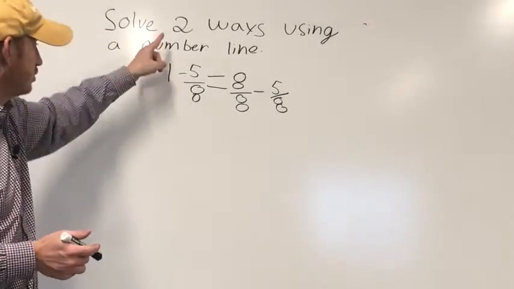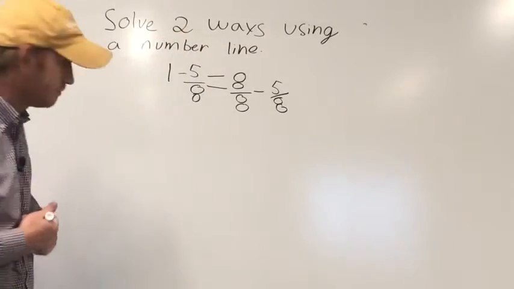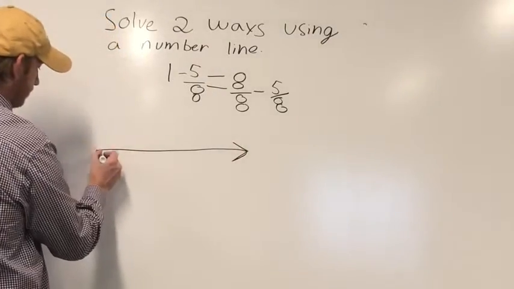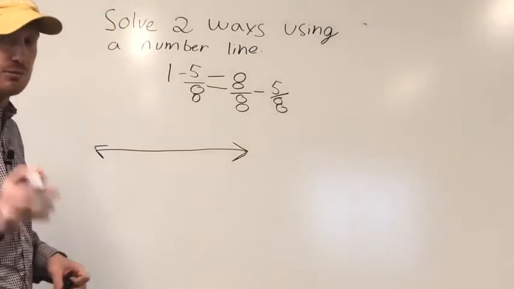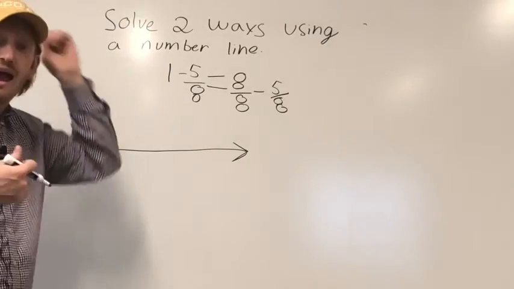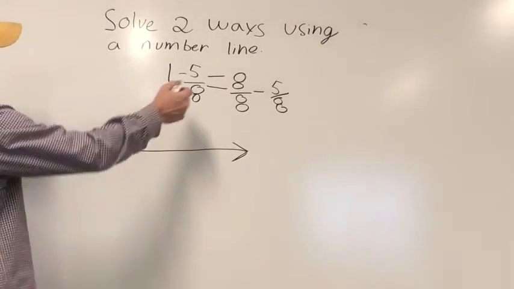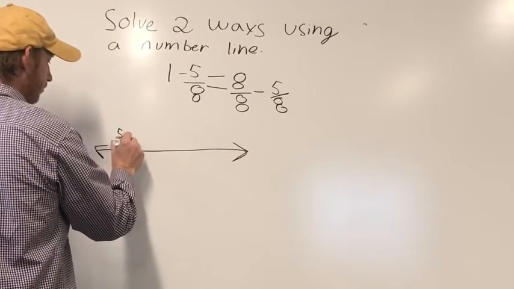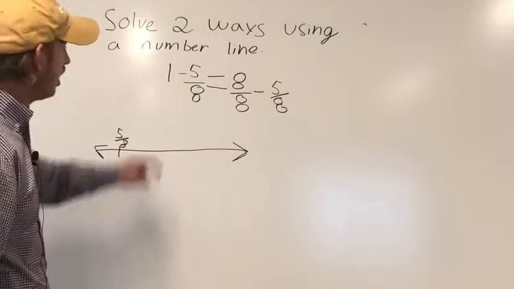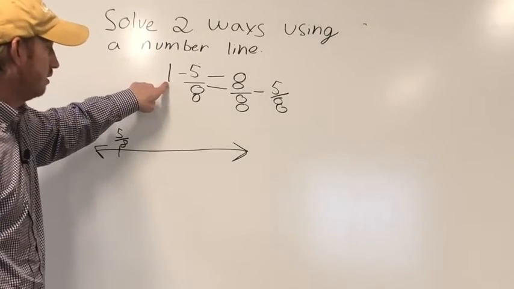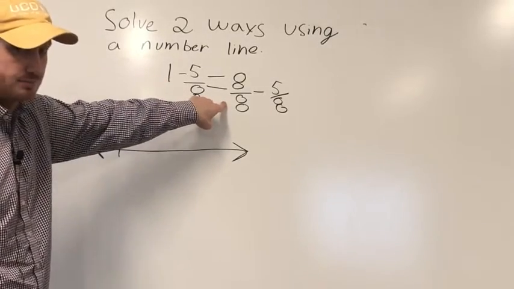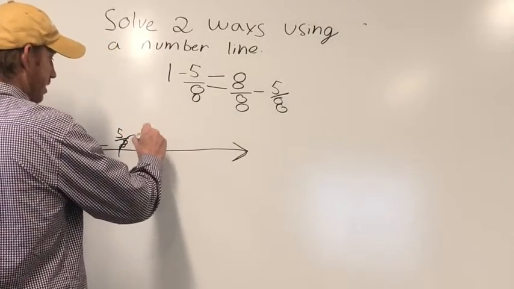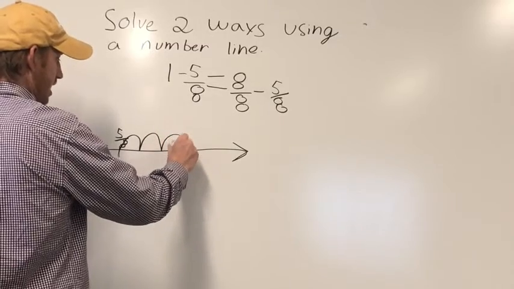But the problem asks us to solve using a number line and two ways. So I'm going to draw my number line. And the first way that I'm going to solve is my favorite way, and that's called counting up. So we're going to start at our lesser, at 5/8. And we're going to count up until we get to 1, or 8/8. So 6/8, 7/8, 8/8.